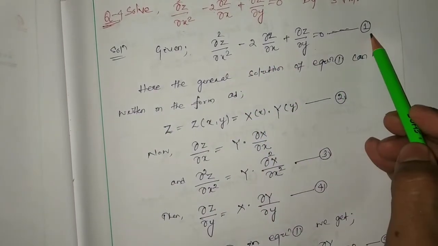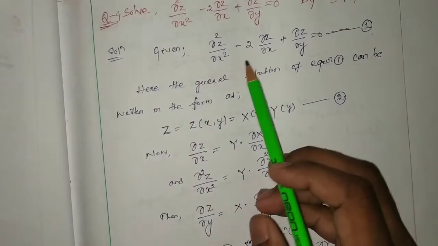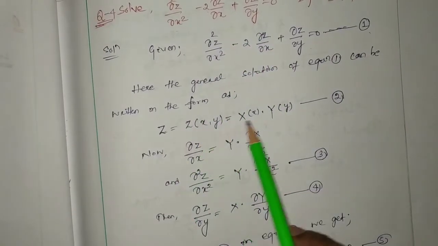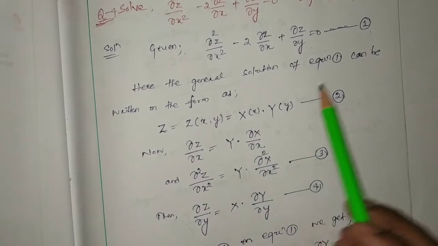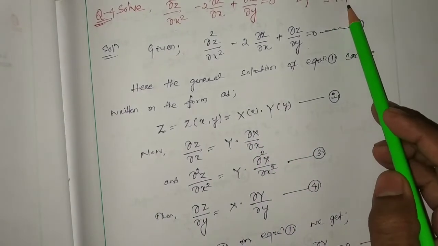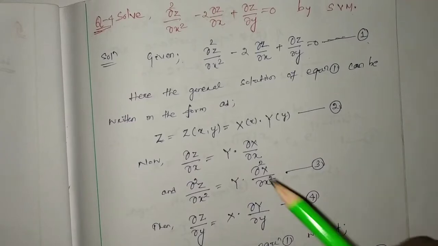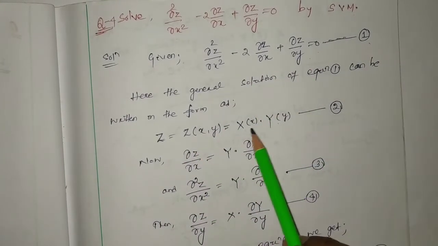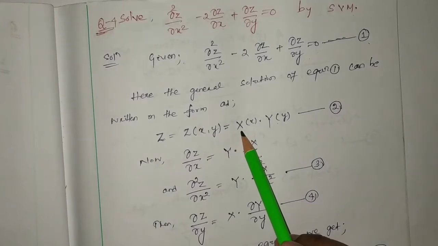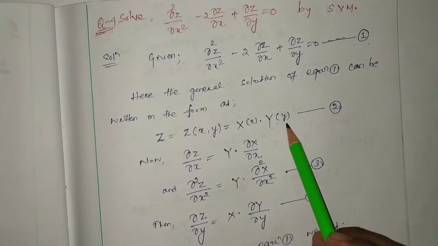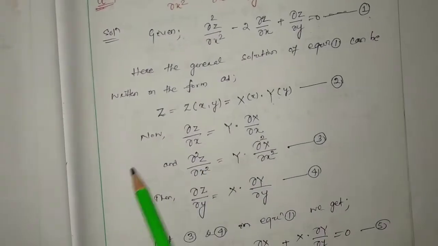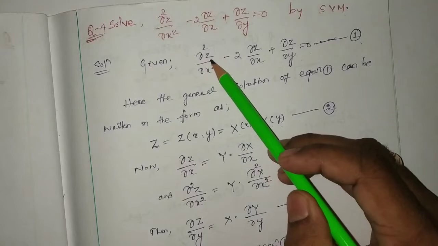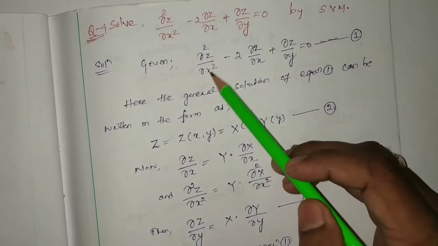Let this be your equation number 1, and here it is clearly identifiable that z is a function of x and y. Z is a function of xy, so we can use the variable separable method, and we are going to write the general solution of this given equation in the form of X into Y. So here X is purely a function of x and Y is purely a function of y. So next we have to find out del z by del x, del z by del y, del square z by del x square.